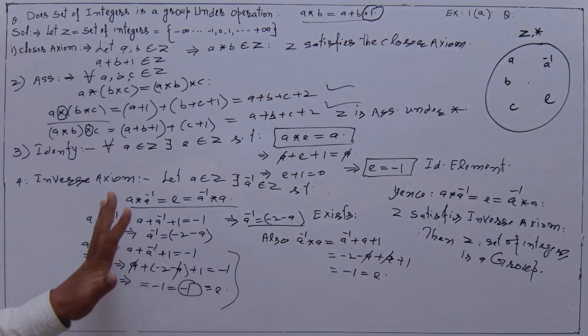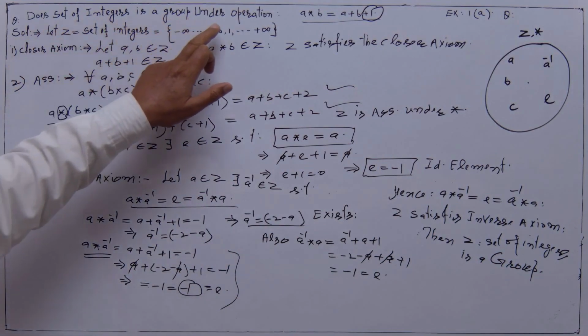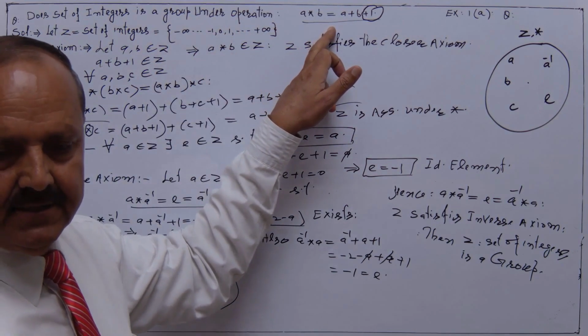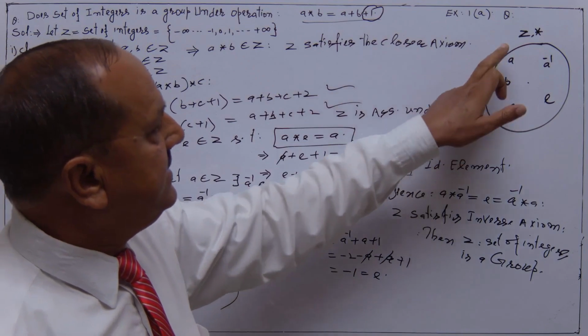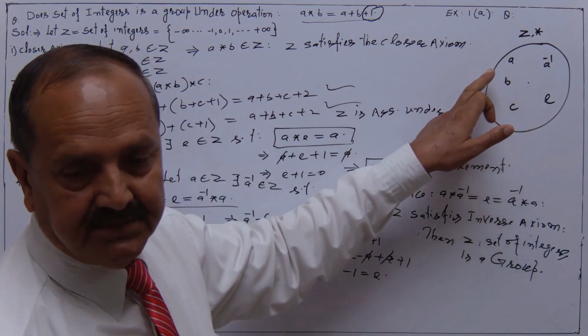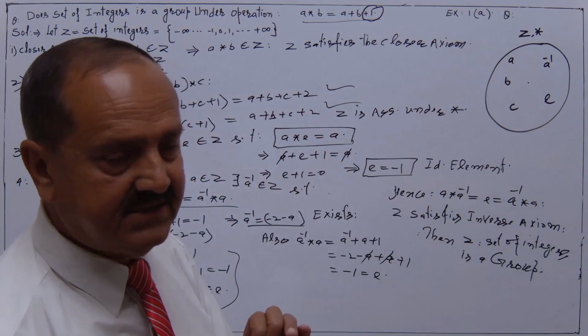Once again, लिखा है: does set of integers form a group under operation this. This operation is given in the question. Say Z is a set having the elements A, B, C, E as well as A inverse.